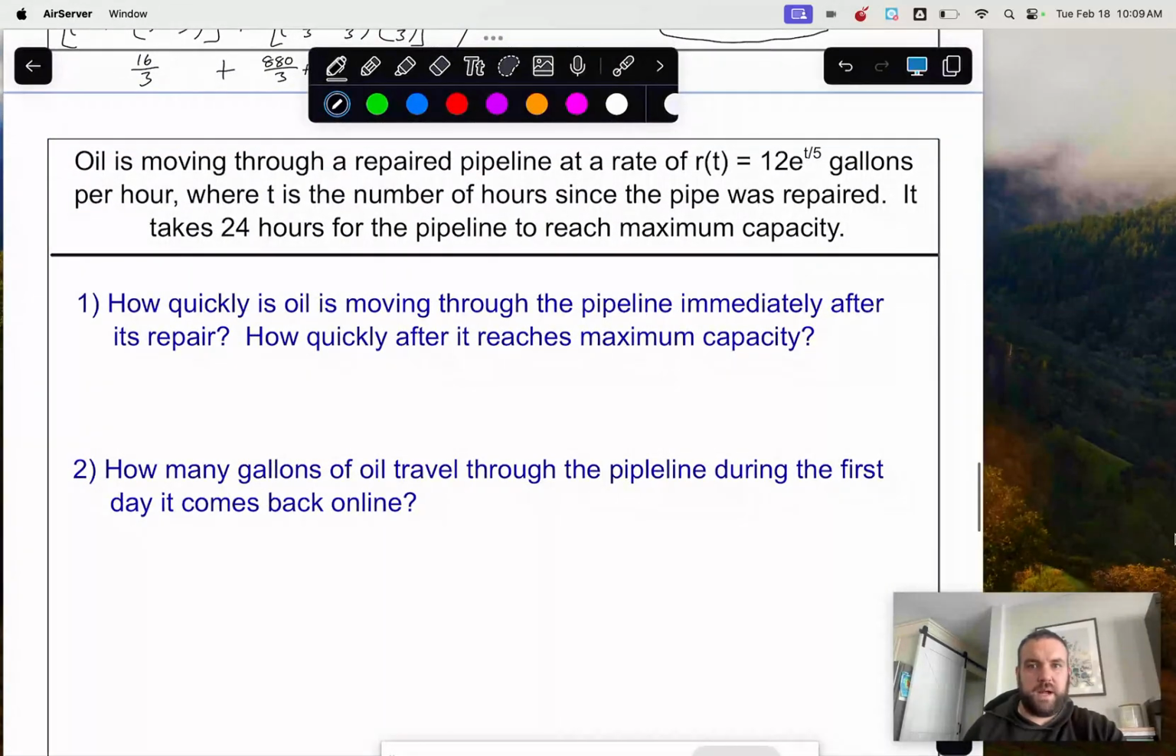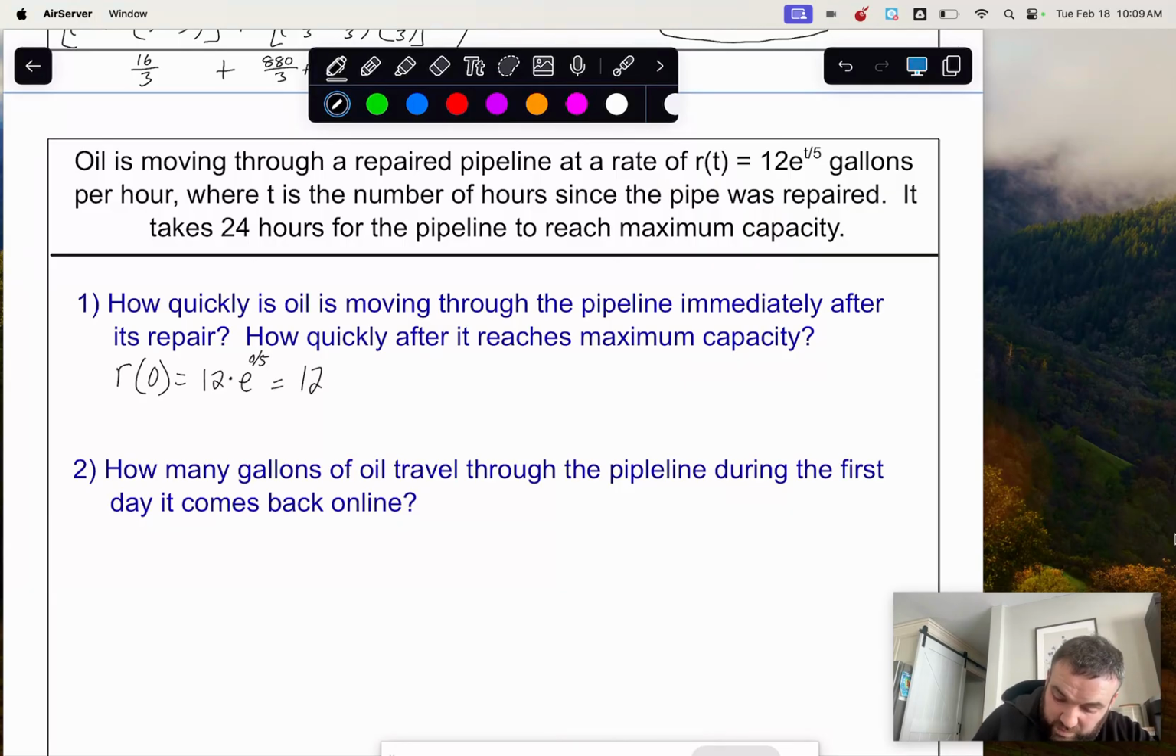Oil is moving through a repaired pipeline at a rate of 12 e to the t over 5 gallons per hour, where t is the total number of hours since the pipeline was repaired. It takes 24 hours for the pipeline to reach maximum capacity. So how quickly is oil moving through the pipeline immediately after its repair? So it's asking for a velocity when time t is 0, or a rate when time t is 0. So the rate at time 0 would be 12 times e to the 0 over 5, which is just 12 times 1, because e to the 0 is 1. So we could say 12 gallons per hour.